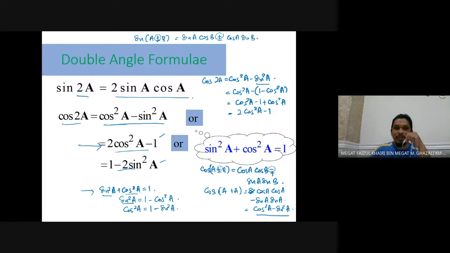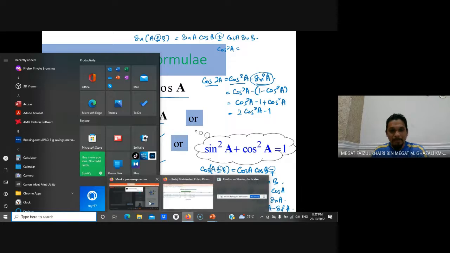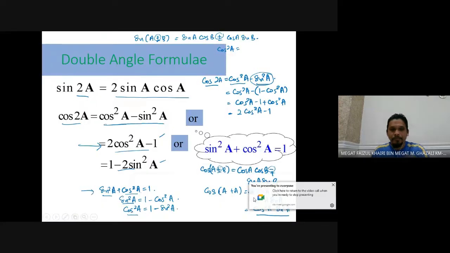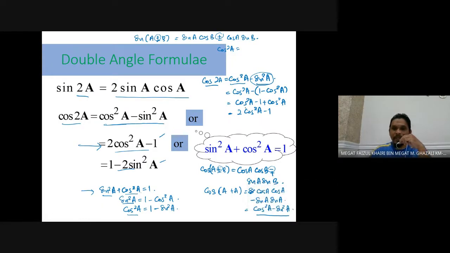Okay. And also, if I come up with another appearance here, cos square A equal to, okay, just now I replaced sine square A with 1 minus cos square. Let's say I substitute with cos square A, where cos square A equal to 1 minus sine square.